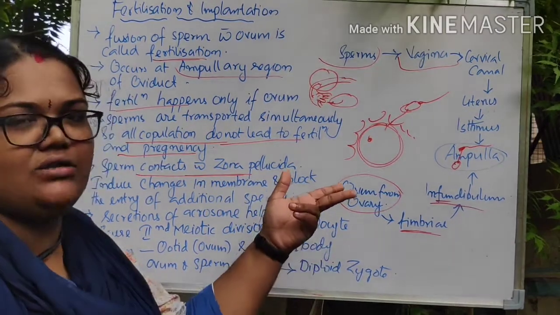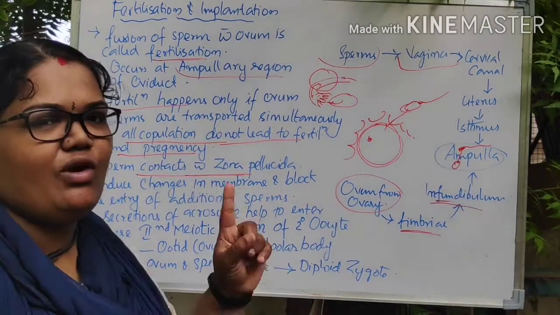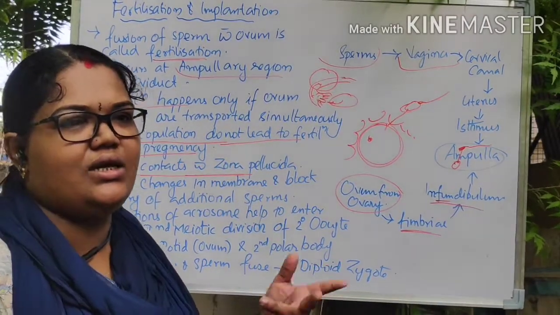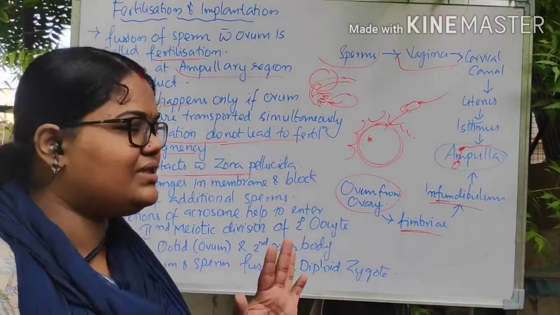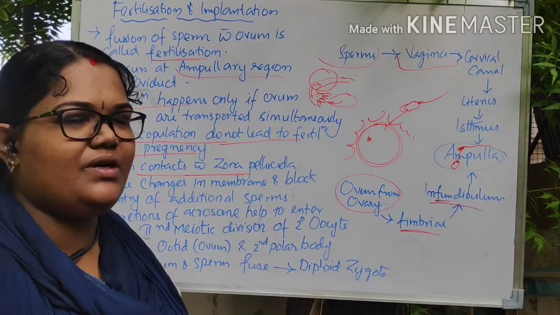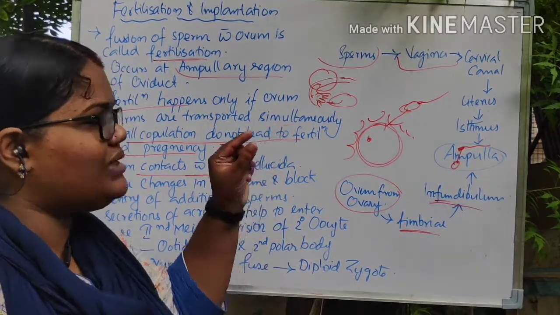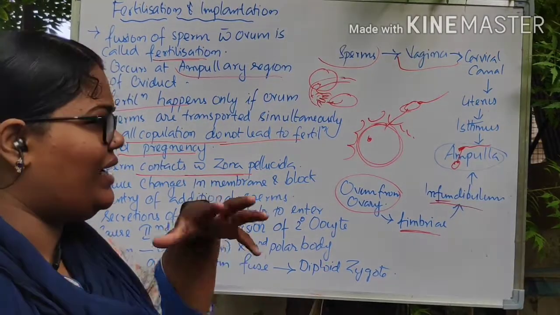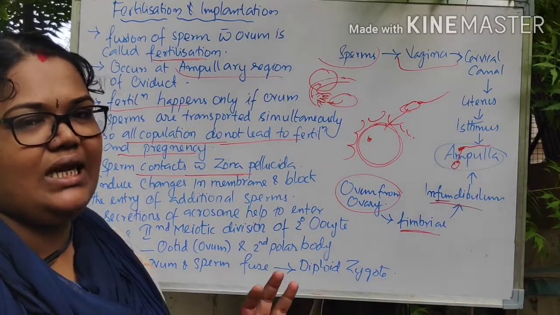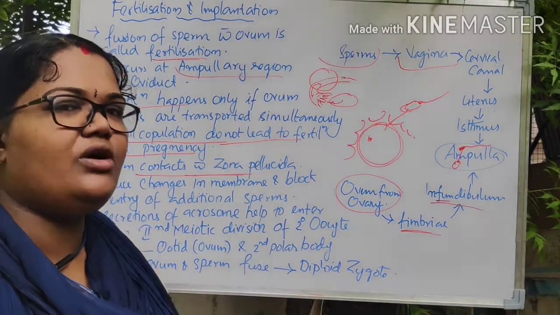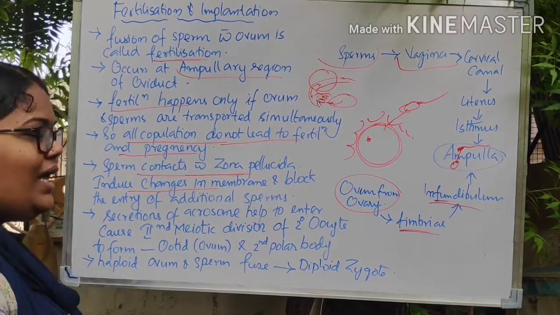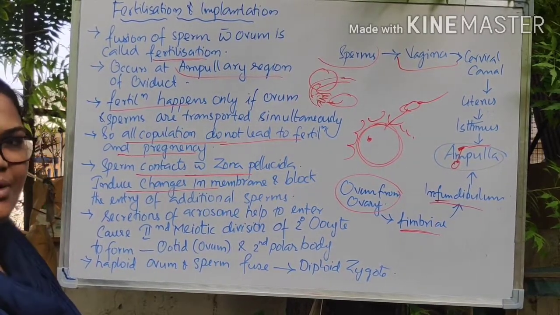Then there will be a problem, because at a time one ovum can fuse with only one sperm. There are exceptions, like twins cases and some other cases, but normally the one ovum will be fertilized with one sperm, right? So once the entry occurs, it will induce some changes in the corona radiata region and the membrane will be sealed properly so that another sperm cannot enter inside. So here it will induce some changes in the membrane and block the entry of additional sperms.